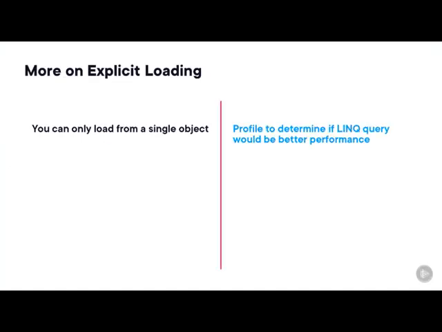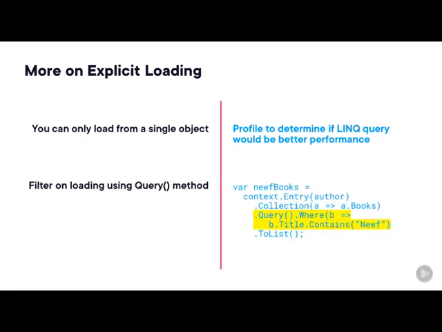Keep in mind that you can only call Load on a single object, so you wouldn't be able to use it for a list of authors. In the case that you want to do that, the coding might be easier and the performance might even be better to just execute another LINQ query instead of iterating through that list and loading related data for each author. That's something you'd have to determine by profiling your code and checking performance. One last point I want to make sure you know about explicit loading is that you can filter collections using a Query method, just like I'm doing in this example here.